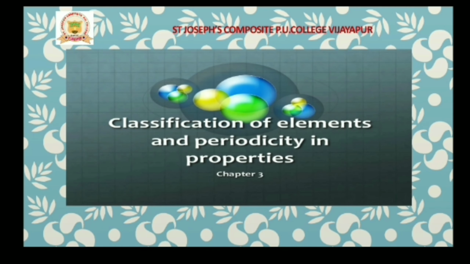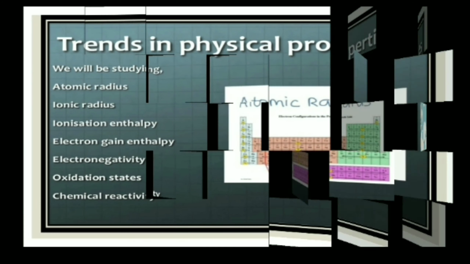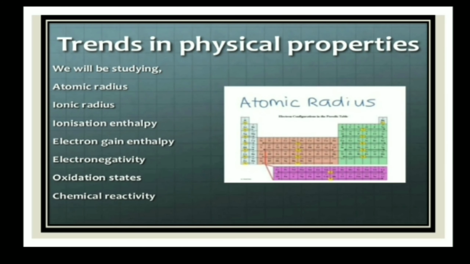Dear students, welcome back to chapter 3, classification of elements and periodicity in properties. In this lesson we are going to learn about the atomic radius, ionic radius, ionization enthalpy, electron gain enthalpy, electronegativity, oxidation states, and chemical reactivity. Let us learn about the ionization enthalpy in this session.